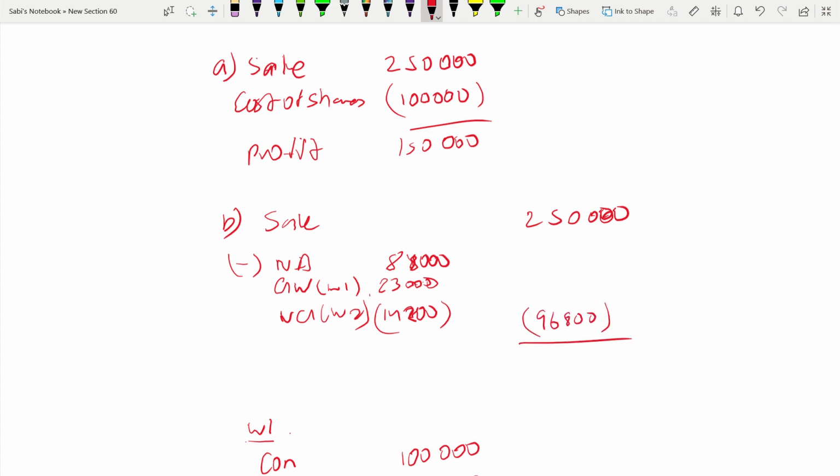That you have to deduct from 250,000. That gives 153,200. This is your profit on your consolidated statement. Now we'll be doing test your understanding 3.